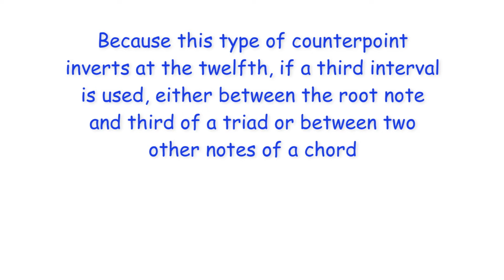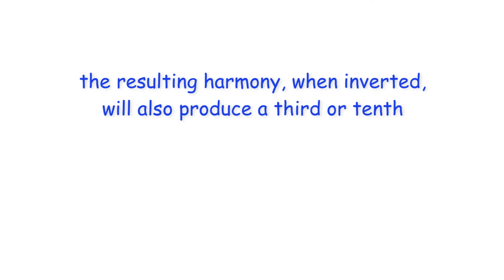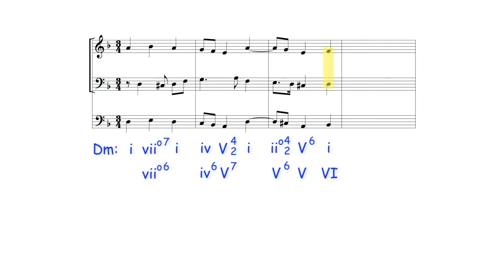Because this type of counterpoint inverts at the 12th, if a third interval is used, either between the root note and third of a triad, or between 2 other notes of a chord, the resulting harmony when inverted will also produce a third or 10th. For example, this D and F, the root and third of tonic harmony, inverts to a root position submediant B-flat major chord whose root note is a major third below D minor.